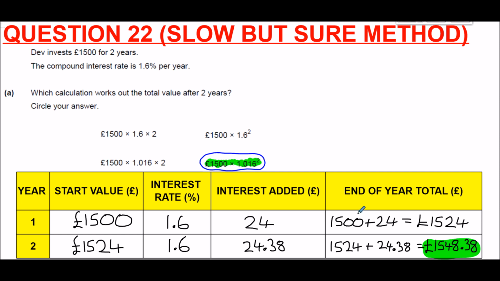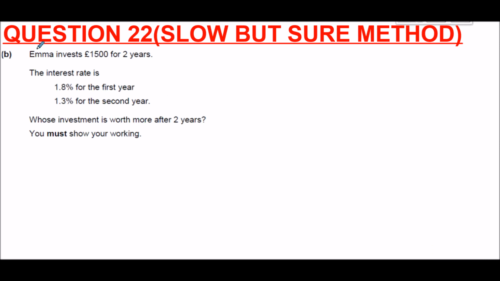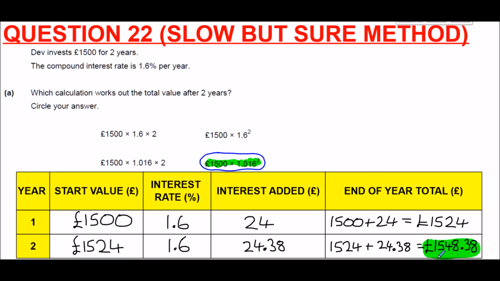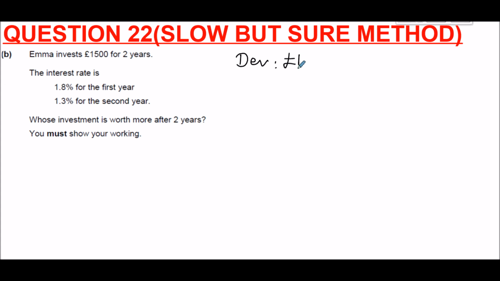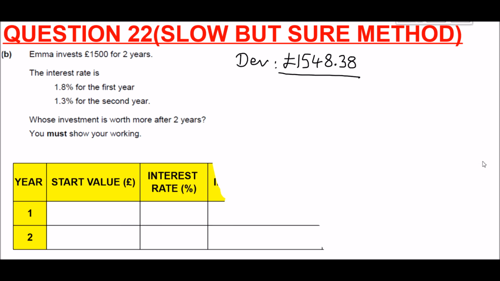Now part B, we need this value to compare with Emma's investment. So if we just remind ourselves what Dev got, Dev's investment was £1548.38. So just let's put this here to keep a check of what he got. Now we're doing Emma's investment, so we need to compare Emma's against Dev's. So again, using a similar table, we can do this.